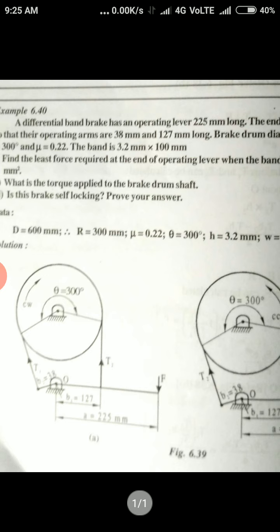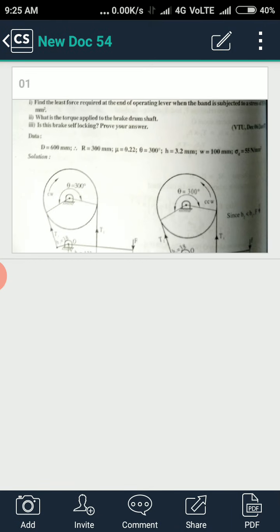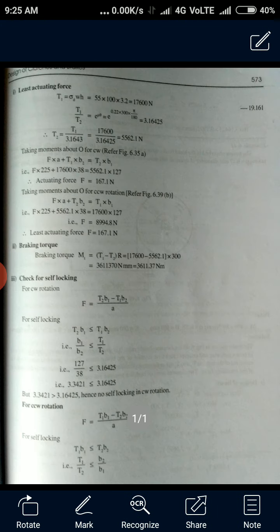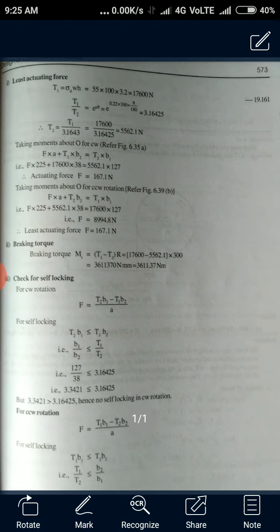Okay, so now we'll go to the solution. We need T1 and T2 to calculate the braking force. We need to first determine the value of T1 and the value of T2. The value of T1 can be calculated by using equation 19.161. We have already used this in the previous problem. So what is that?